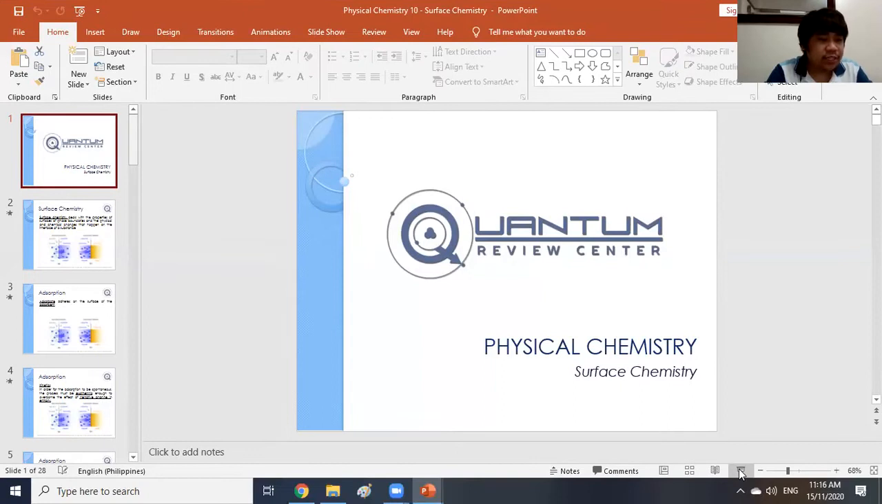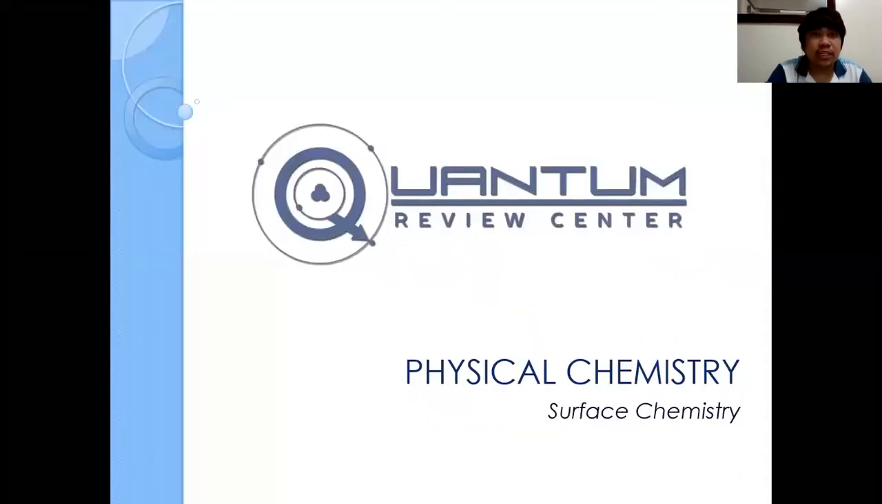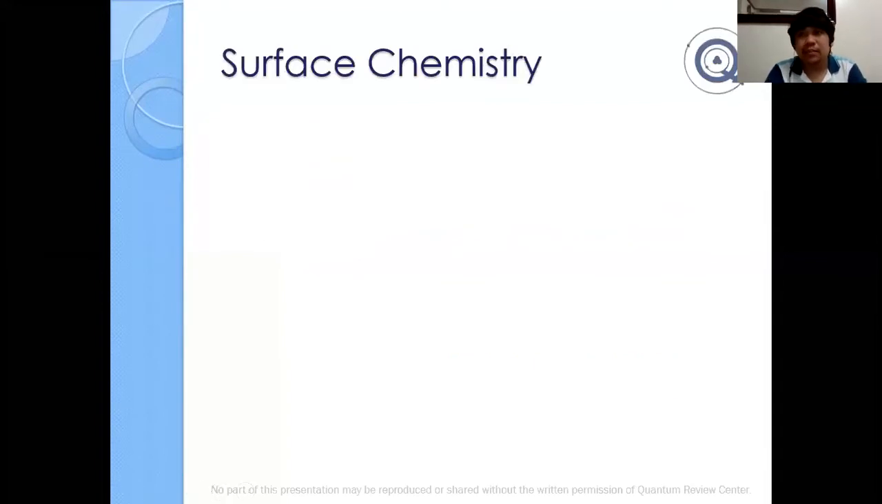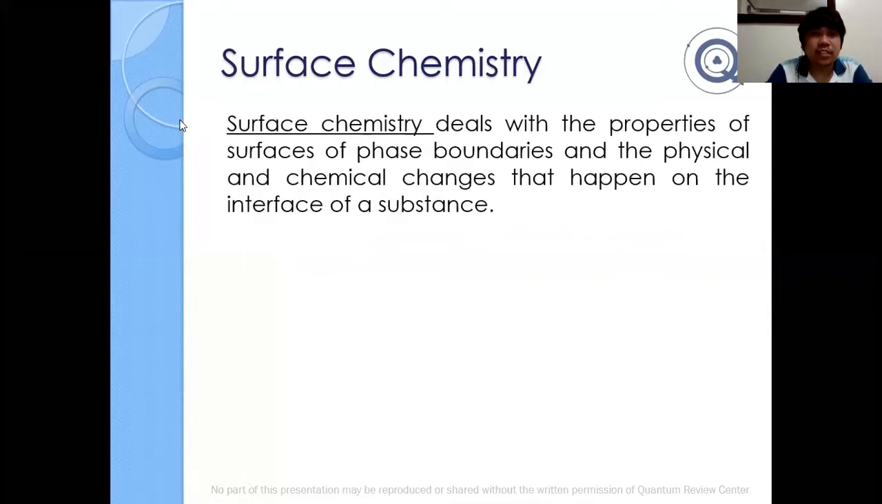Now, surface chemistry is divided into two main portions. Mamaya makikita natin. The first subtopic is adsorption. The second one is colloids. Okay? So let's define surface chemistry first. It deals with the properties of surfaces, of phase boundaries, and the physical and chemical changes that happen on the interface of a substance.